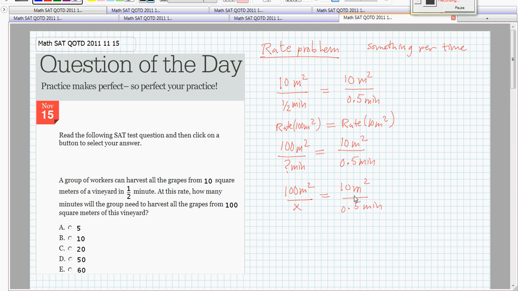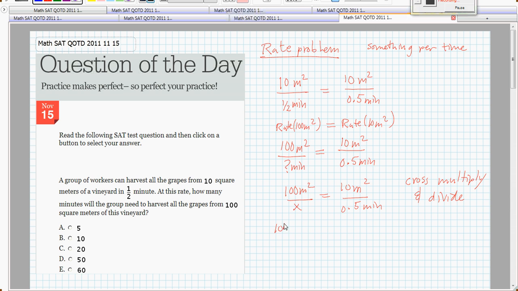When you see two fractions like this, there's a common way to do it. You cross multiply and then divide. Or you could treat this as an equation and just multiply both sides by x. That would cancel the x's, and then multiply both sides by 0.5 and then divide both sides by 10. What I'm trying to say is cross multiply and divide is a specific case of what you would do in algebra to solve this equation.